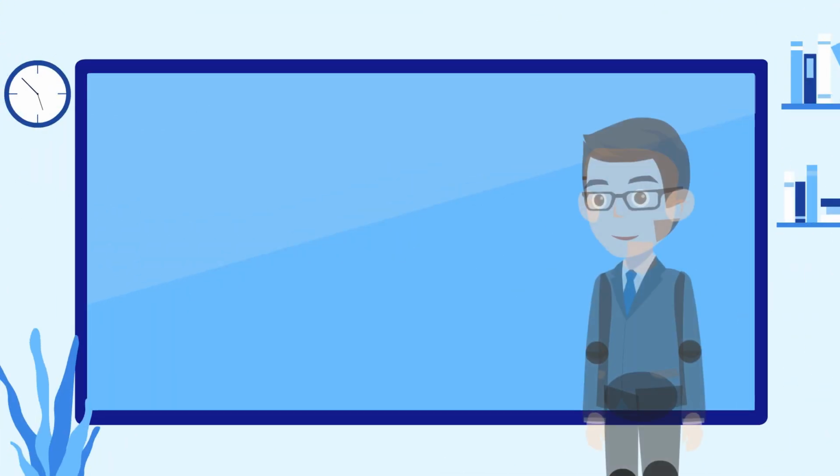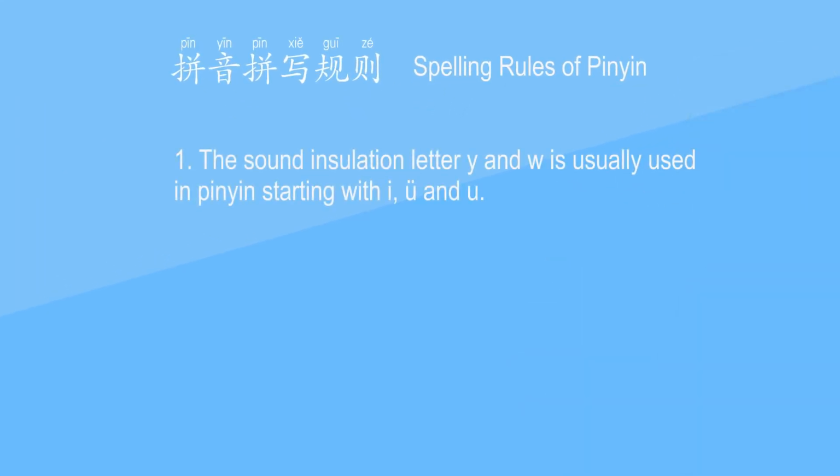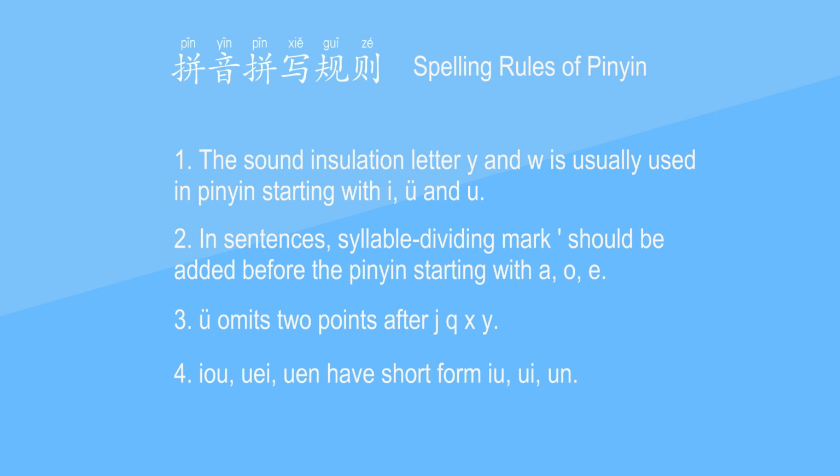No. Here are some rules for writing pinyin. 1. The sound installation letter E and U is usually used in pinyin, starting with E, U, and U. 2. In sentences, a syllable dividing mark should be added before the pinyin starting with A, O, E. 3. Yu omits its 2 points after ji, qi, xi, yi. 4. Yu, wei, wen have short forms. Yu, wei, wen.